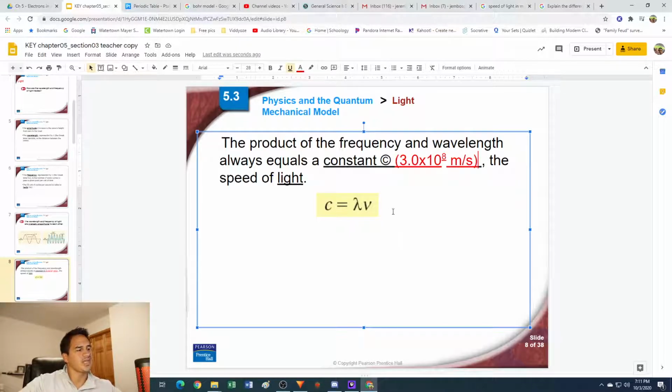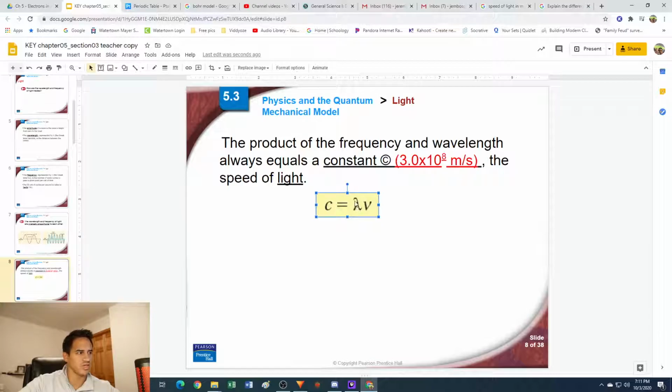And to calculate this, we're going to take the wavelength of light, which is represented by this weird looking H symbol. It's known as lambda. It's a Greek letter. Multiplied by this symbol, which looks like a V. It's the Greek letter nu, which represents frequency. Okay.